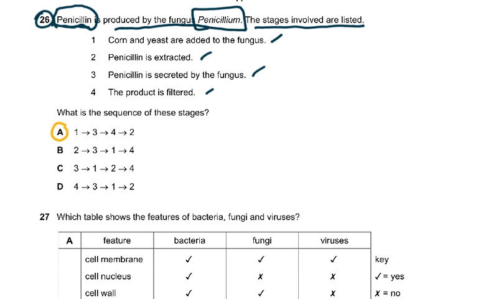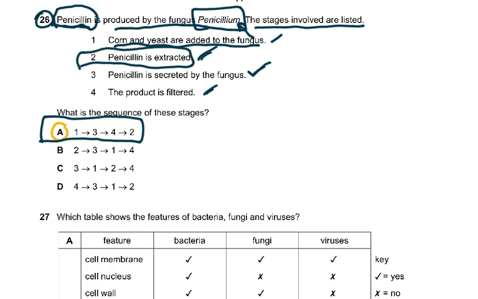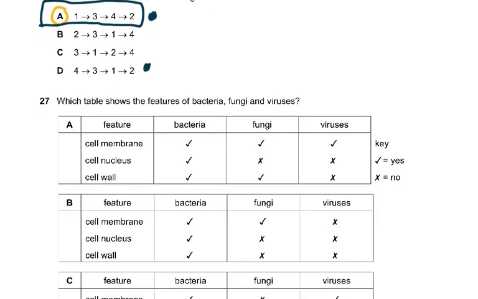So you have to understand that, of course, one would be corn and yeast are added to the fungus, to this fungus Penicillium. Then third, penicillin is secreted by the fungus. Then four, the product is filtered, and then number two is penicillin is extracted. So that is why the answer was 1, 3, 4, and 2. You see, you have to understand penicillin is extracted would have to be the last one. So it was either this one or it was this one. And then you have to figure out which one was which. So these are some simple ways by which you figure out things.